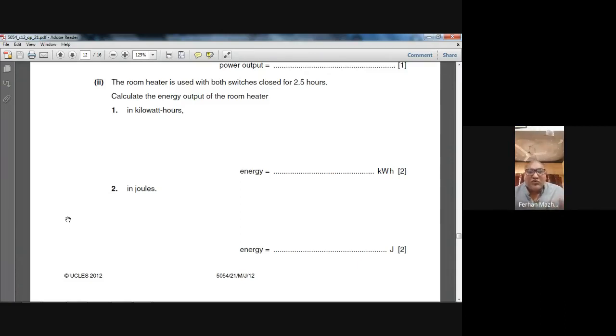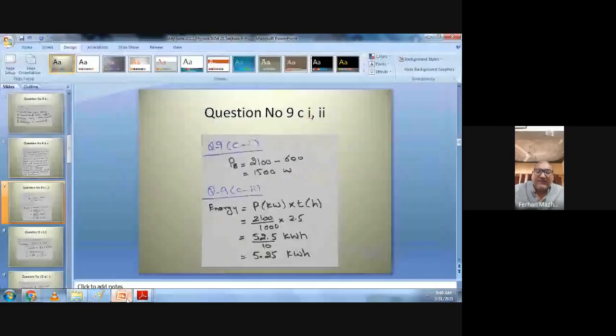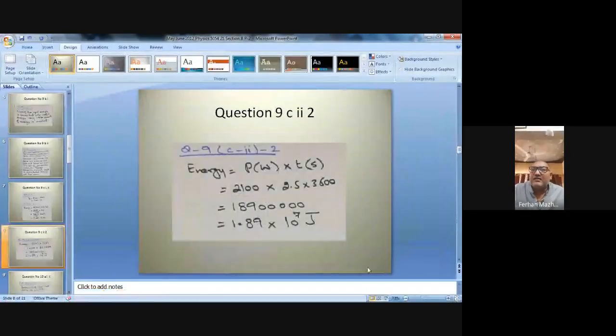How do you convert 2.5 hours into seconds? You multiply it with 3600. Why multiply with 3600? Because in 1 hour there are 3600 seconds. Let me show you my work. I've done this on a paper.